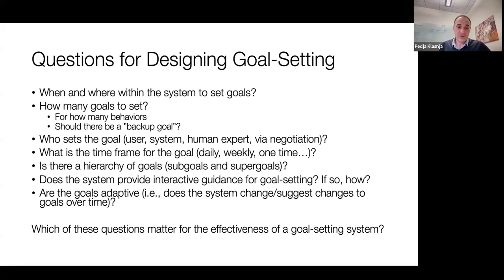Who sets the goal? Should the user set the goal? Should the system set the goal? Should there be some kind of negotiation? What is the time frame for the goal? Is it a daily goal? Is it a weekly goal? A one-time goal? Whether there is a hierarchy of goals and so on, right?